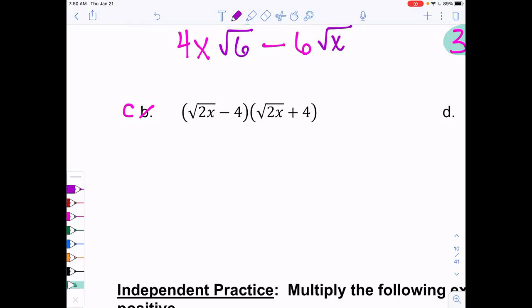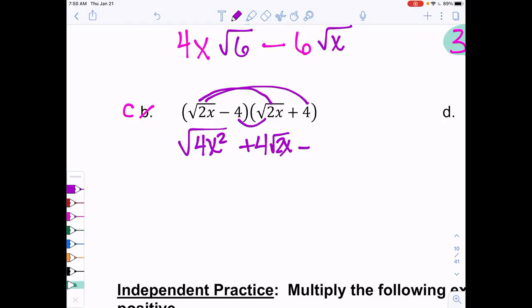So thinking about that property, we have the square root of 2x minus 4 and the square root of 2x plus 4. Lacey, if we multiply the square root of 2x times the square root of 2x, what does that become? The square root of 4x squared. Yeah, square root of 4x squared. And then Lacey, the square root of 2x times 4. And then -4 square root of 2x. And then what's the last term there, Lacey? -16.